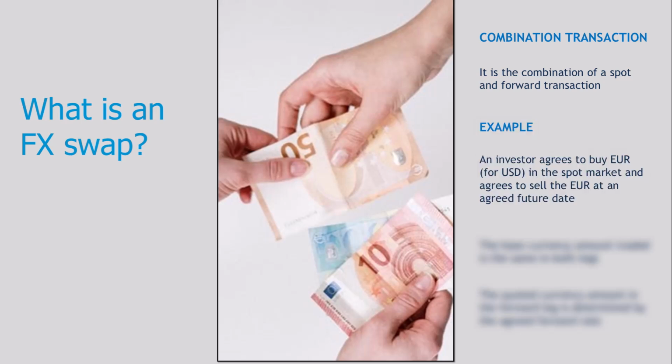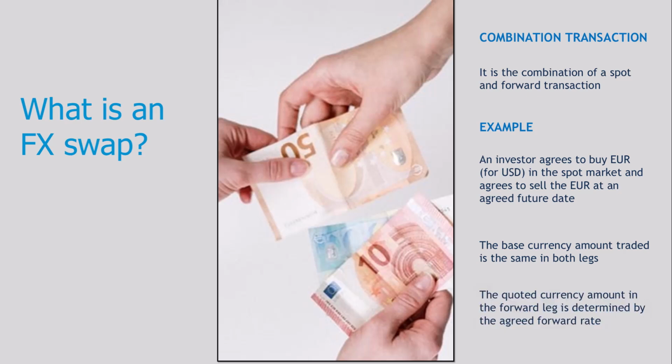For example, an investor might buy euros for US dollars in the spot market, while simultaneously agreeing to resell euros at an agreed time in the future. The amount of the base currency, euros in this case, is the same in the spot and forward legs. However, the amount of the quoted currency, dollars, will be determined by the agreed forward FX rate. It is therefore a combination of a spot and an outright forward deal done in opposite directions.